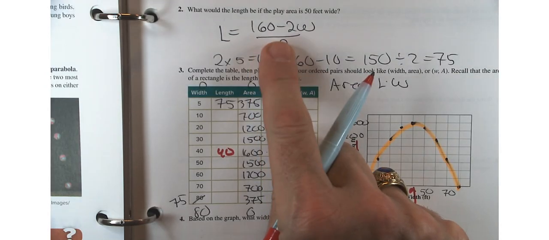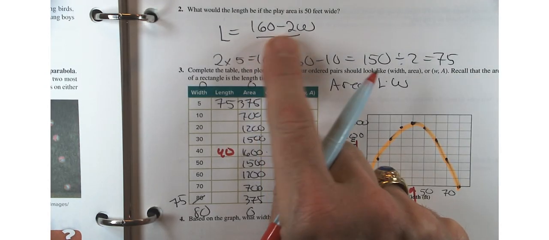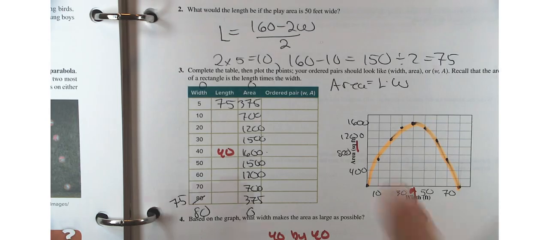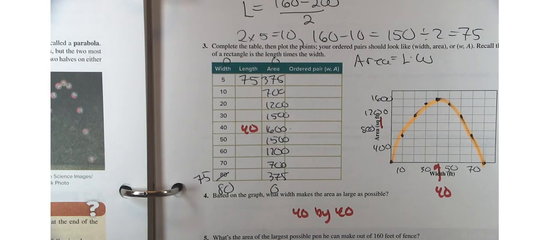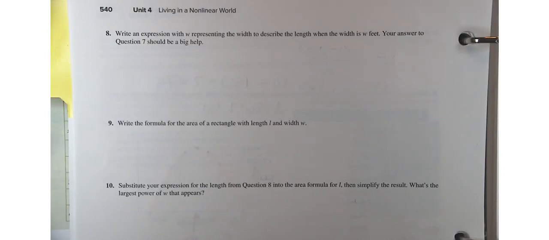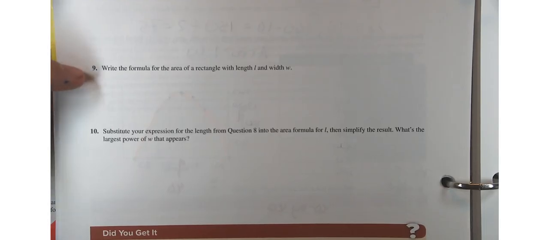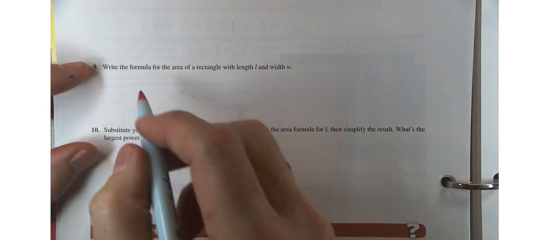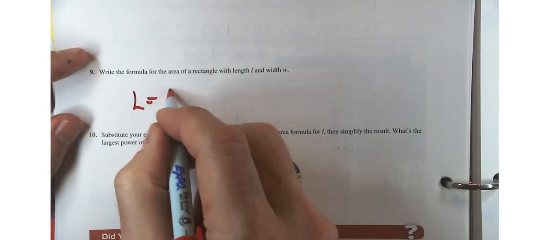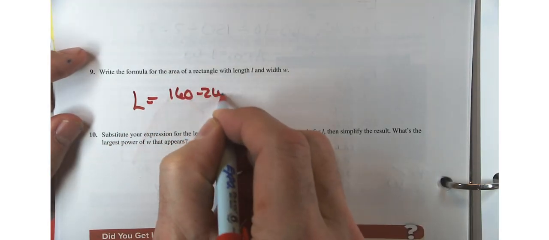Write an explanation of the process used to calculate the length needed for each width. We did that up here. We just took the overall length, subtracted twice the width, and divided by 2 to get individual length. That's more of the same. Write the formula for the length and width of the triangle. Once you have the width, then we already got the formula for the length. It's 160 minus 2w over 2.